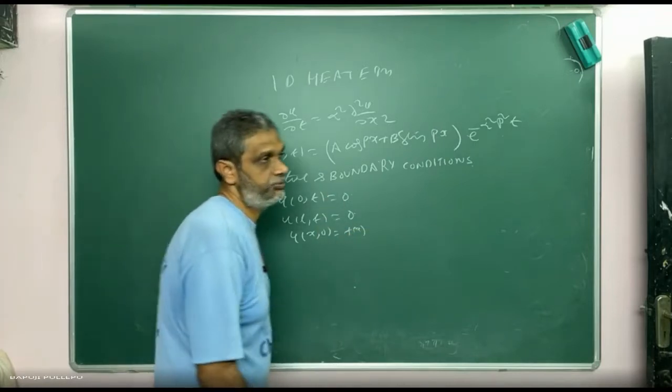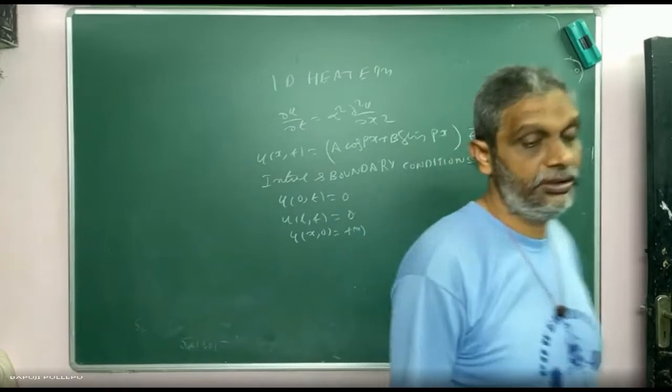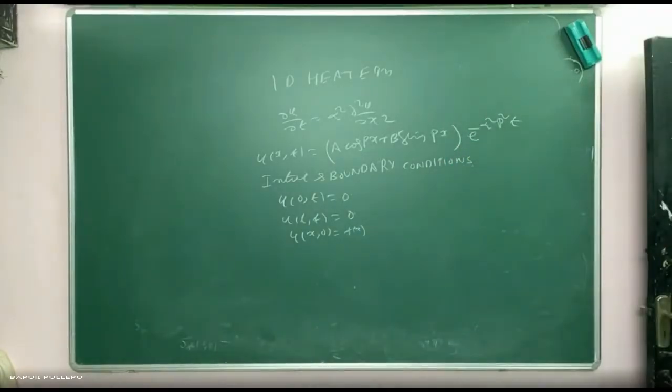So this heat equation problem we already discussed. That is the equation you can find. The general solution you already know. What is the general solution? U of x, t equals (A cos px + B sin px) e to the power of minus alpha square p square t, with U of 0, t equal to 0. In a rod, if you keep both sides at ice ball.